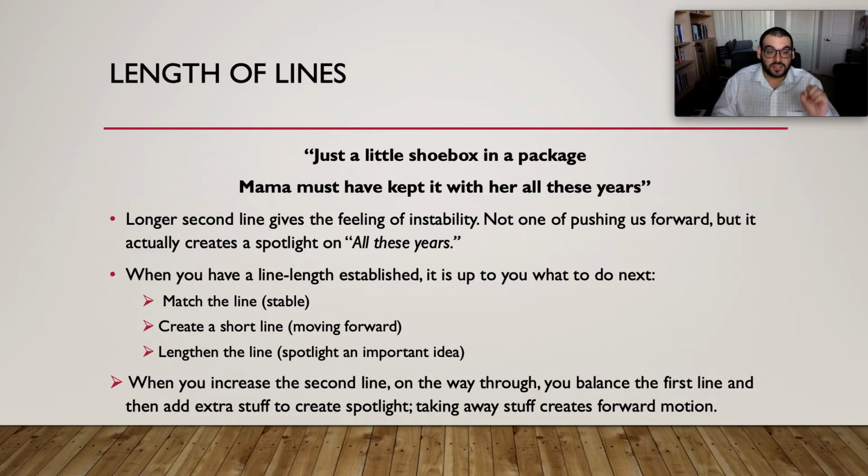So, some rules to remember, things to think about. When you have a line length established, it is up to you then what to do next. You can match the lines so that the syllables and the length match up. Boom! Stability. Completion. You can create a shorter line. That second line can be shorter in terms of syllables, in terms of length, to create this idea of forward motion, to make your listeners want more. Or you can actually lengthen that second line to spotlight something important in your lyrics.